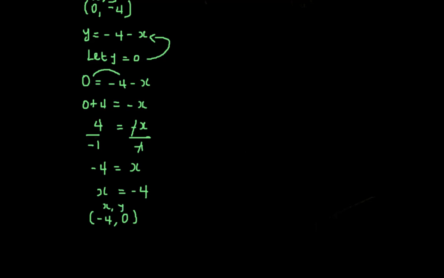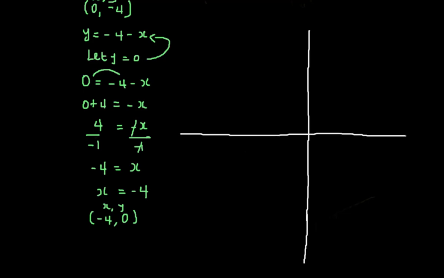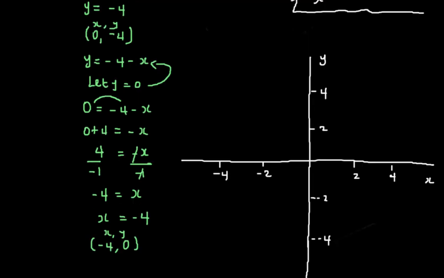Now since we have the two values, we can now plot the graph. So we have the y-axis, and then we have the x-axis. So we have y, we have x, we can have 2, 4, minus 2, minus 4 on both axes. Now we have the two sets of values, 0, minus 4, and then minus 4, 0. So we are trying to plot this on the graph.